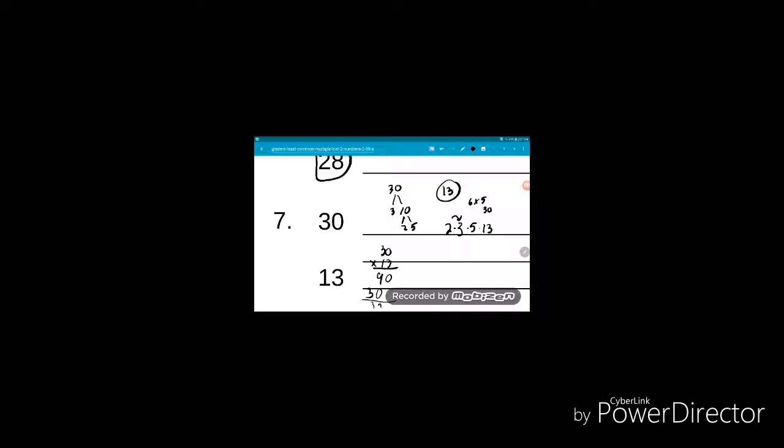390. 390 is the smallest number that 30 goes into and 13 goes into if you multiply them out. That's the first thing you come to. There's probably more after that, but the least common multiple is 390. We only have a few more. I think you guys are starting to get the hang of it.